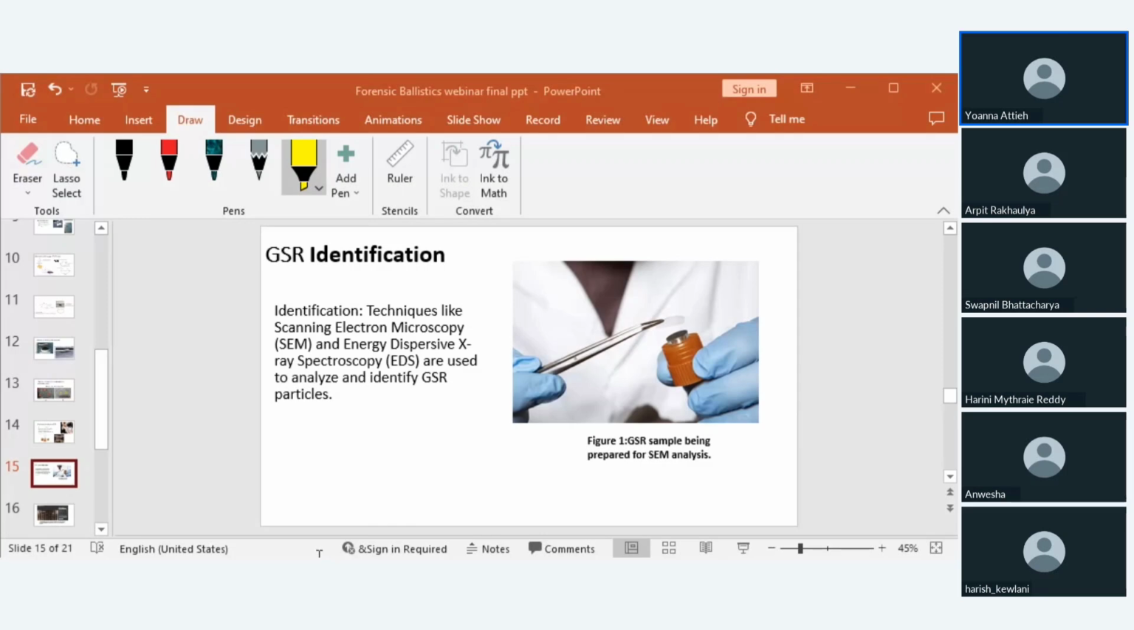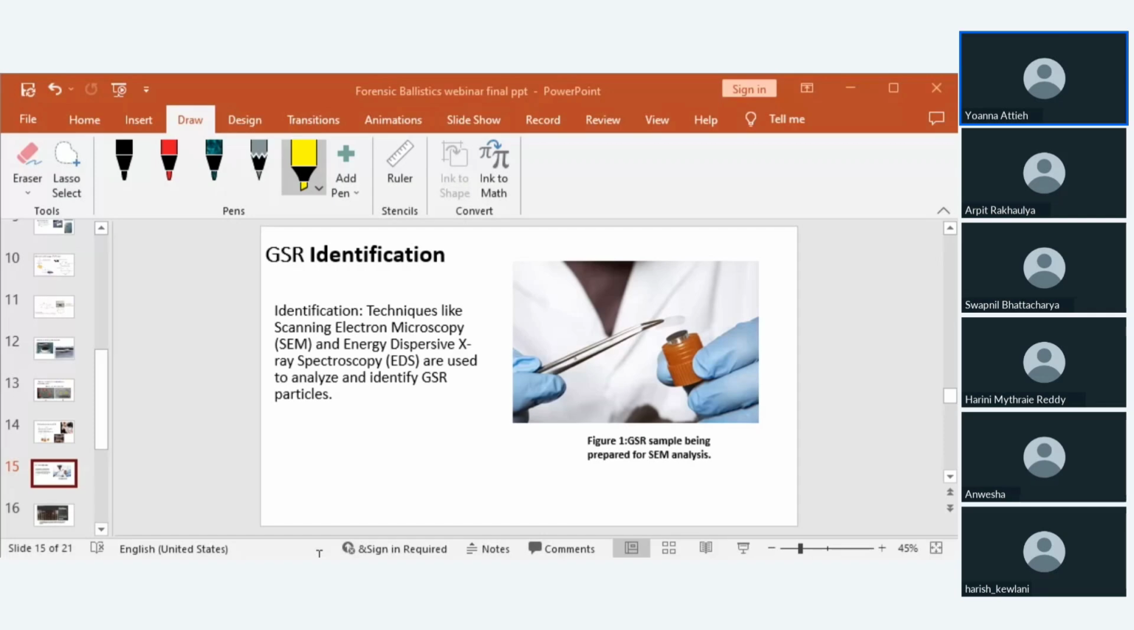This is very important here, guys, because gunshot residue analysis involves the detection and identification of microscopic particles which are left behind when a firearm is discharged. These residues include both organic and inorganic particles. The inorganic particles, specifically those containing lead, barium, and antimony, serve as primary indicators of firearm discharge. So several techniques are used for GSR analysis.